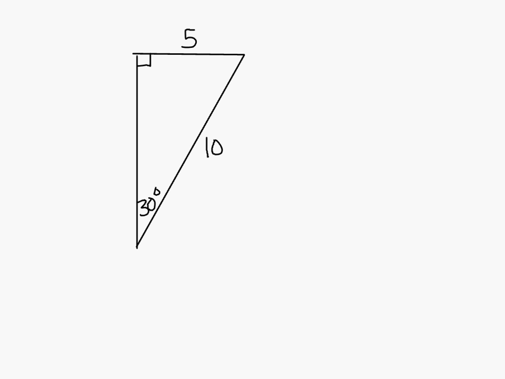And if the short leg is 5, what is the long leg? 5 square root of 3. 8.66. That's as easy as it gets. Hypotenuse is twice as long as the short leg. The long leg is short leg times radical 3.